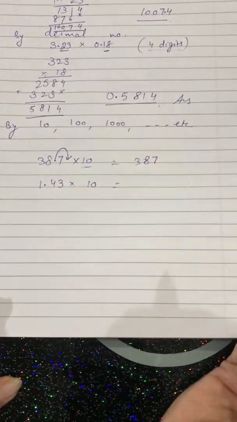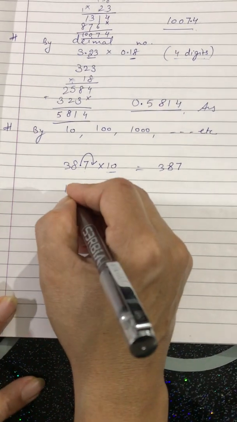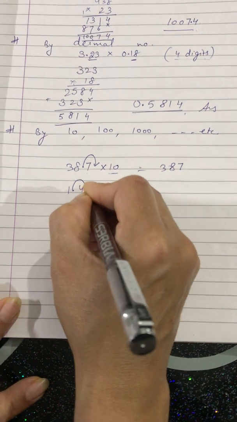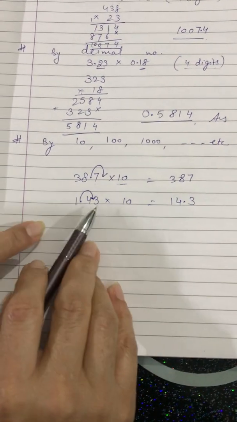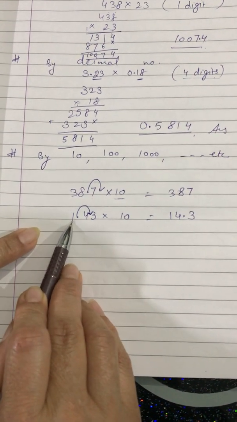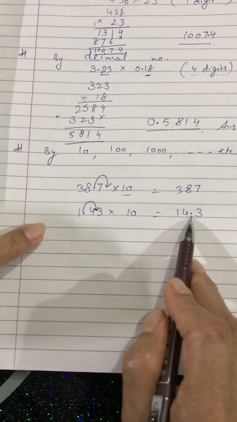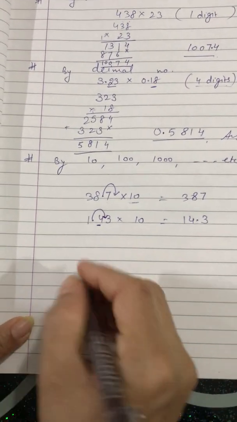1.43 multiply by 10. Same here, there is one zero in 10. The decimal will shift only by one digit to the right side and it will become 14.3. In the question, in the sum, the decimal was before the 4. Now in the answer it will go after 4 because the decimal has shifted by one digit.